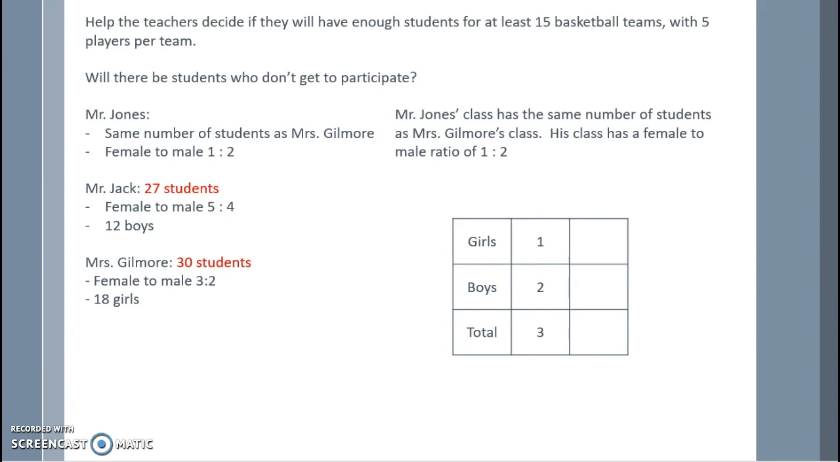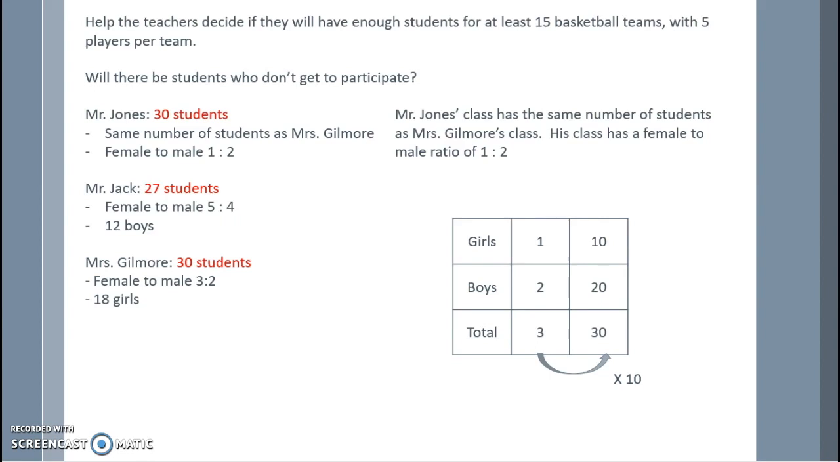So if we have a female to male ratio of 1 to 2, this particular ratio has a total of 3. If they have the same amount of students as Mrs. Gilmore's class, that means the total also has to be 30. I can get from 3 to 30 by multiplying by 10. If I multiply 1 by 10 and 2 by 10, we get 10 and 20 respectively. Therefore, we also have 30 students here.